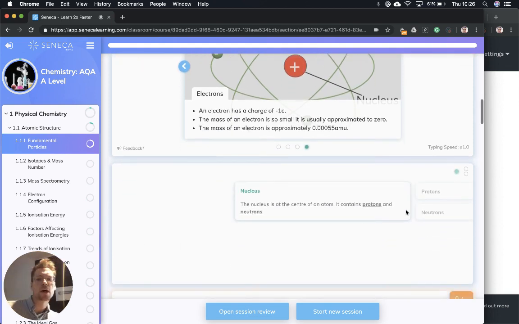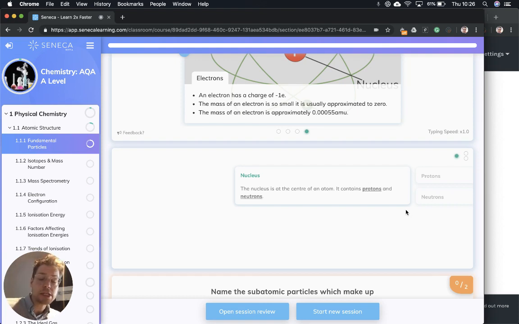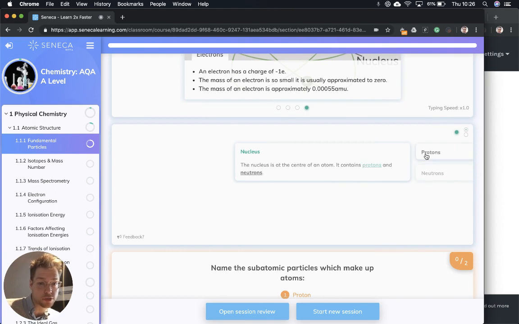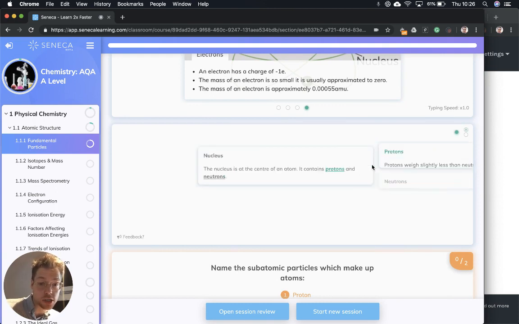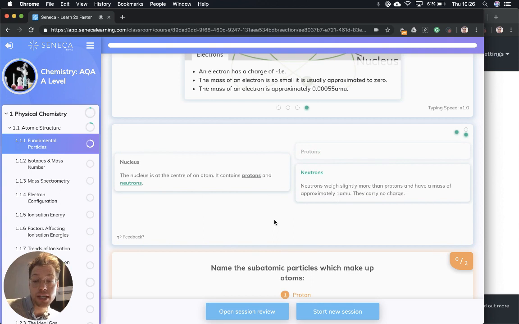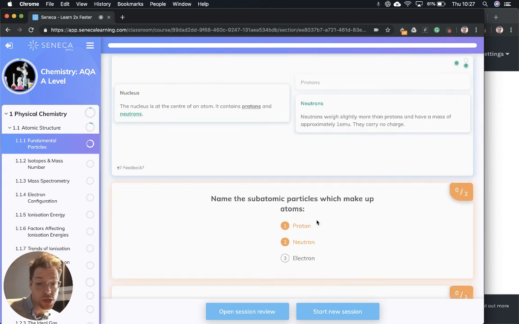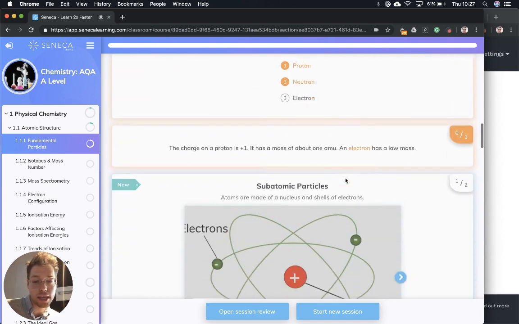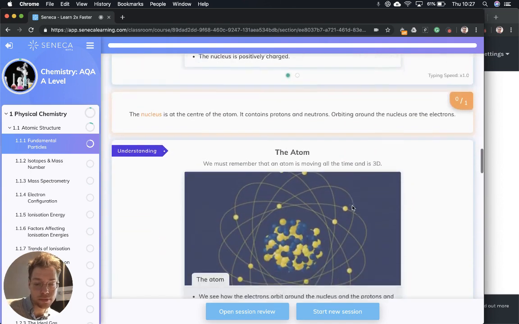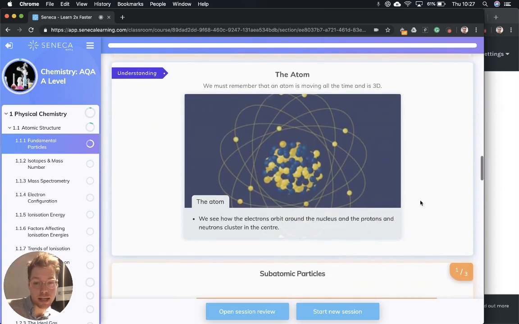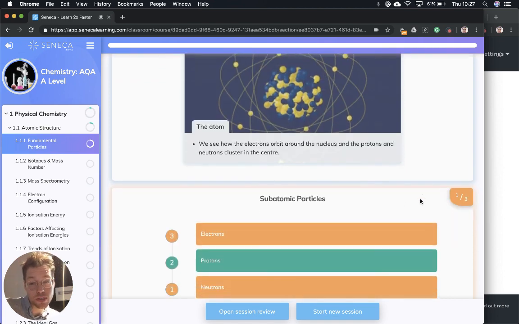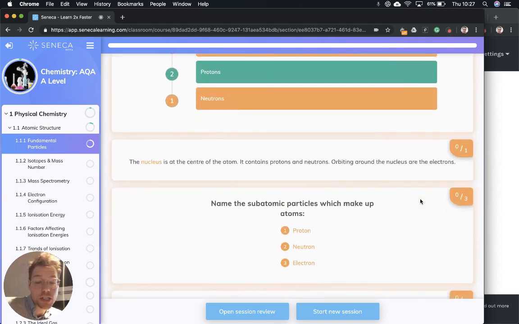Okay, now let's talk about the different parts of an atom. We've got the nucleus. That's the center of an atom, and it contains those protons and neutrons. And remember, protons, +1 charge, +1 mass. And it also contains neutrons. So neutrons and protons in the nucleus. Neutrons, neutral, no charge, and they also weigh 1 AMU. Okay? So nucleus, center of the atom. So let's talk about the atom. The electrons orbit around that positive nucleus, and those protons and neutrons are clustered, hugging each other in the center.